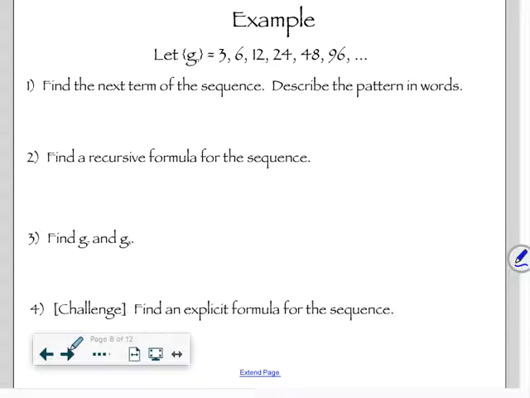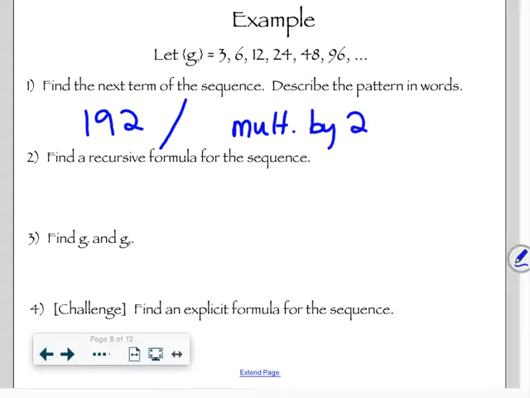Okay, so what do you do to get to the next one? Multiply by 2. So make this one times 2, and that'll give you the next term. All right, number 1. What was the next term? 192, and describe in words what's happening. Multiply by 2. Okay, multiply by 2.